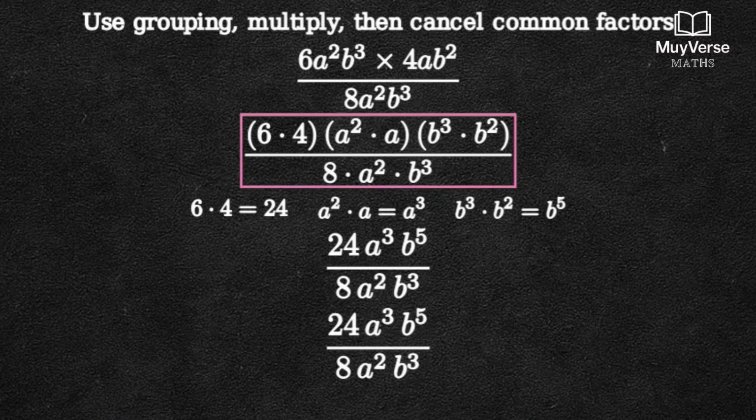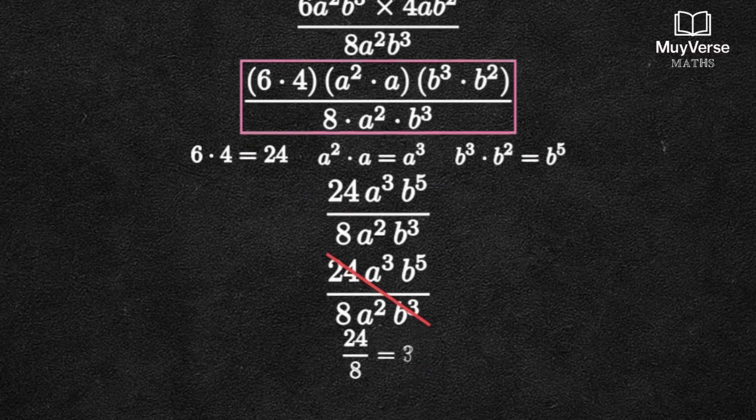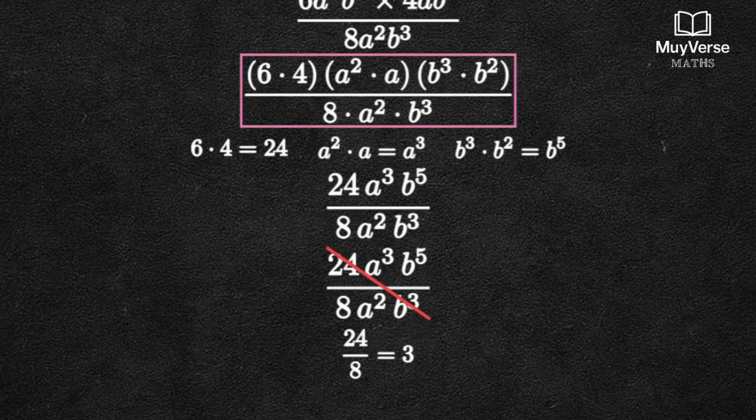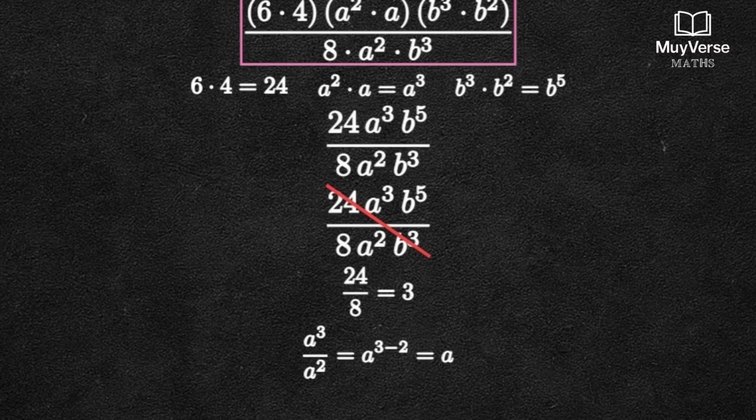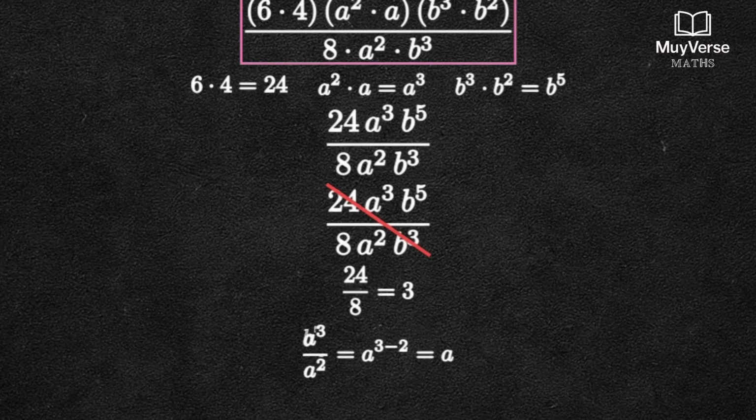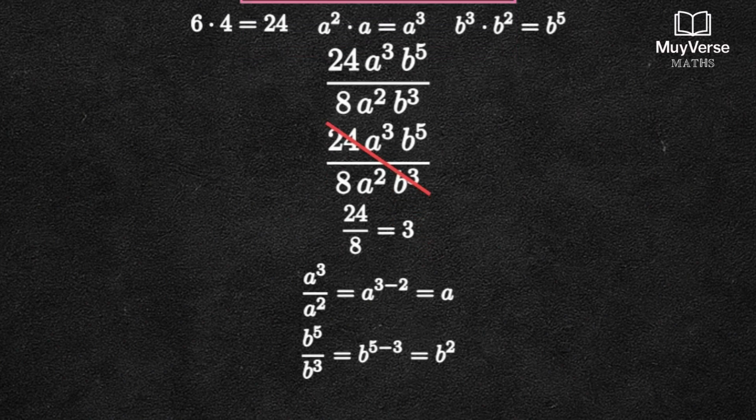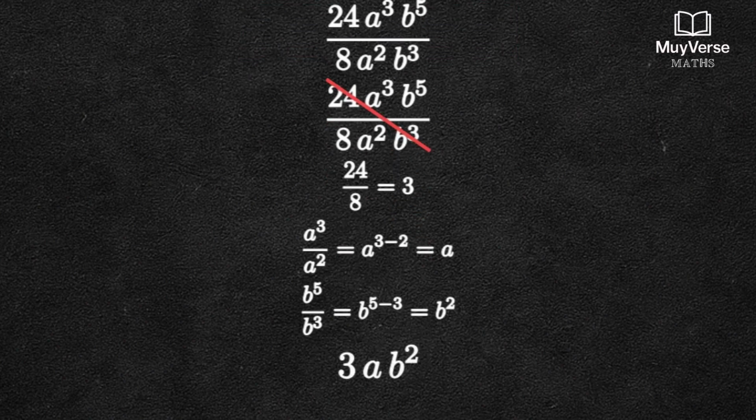Step 4. Cancel common factors. 24 over 8 simplifies to 3. A cubed over a squared leaves a to the 1 because we subtract exponents, 3 minus 2. B to the 5th over b cubed leaves b squared because 5 minus 3 is 2. After all cancellations, the expression is 3ab squared.